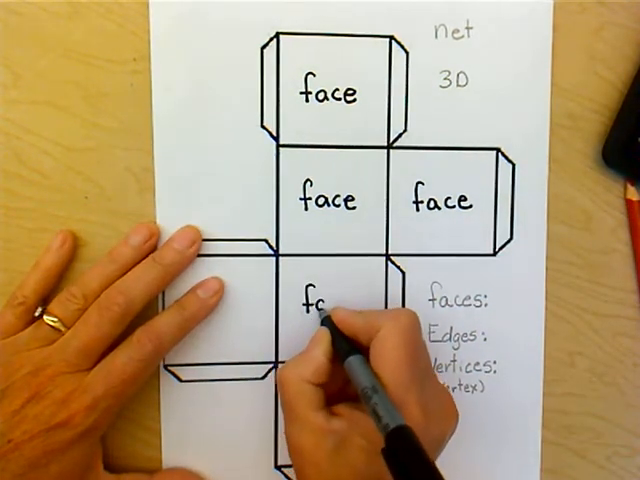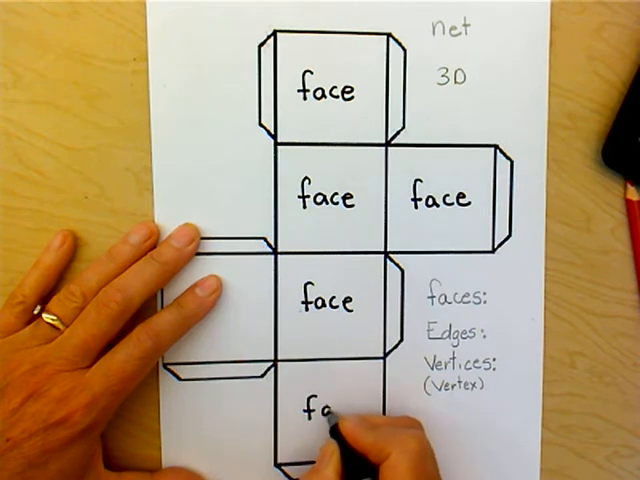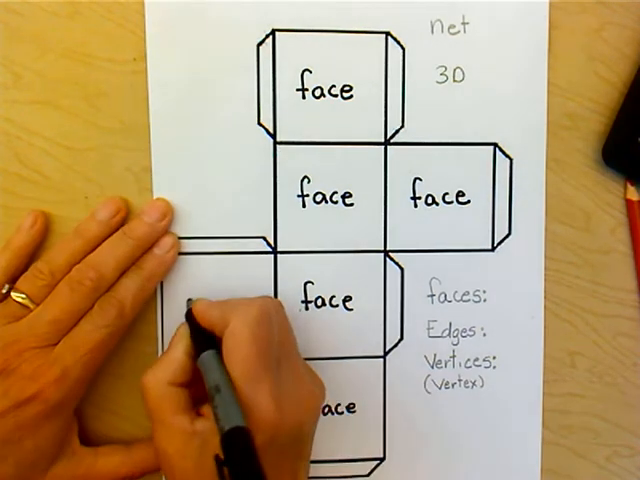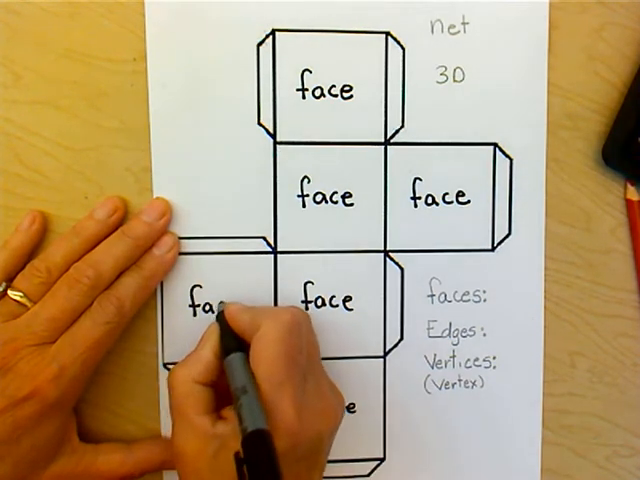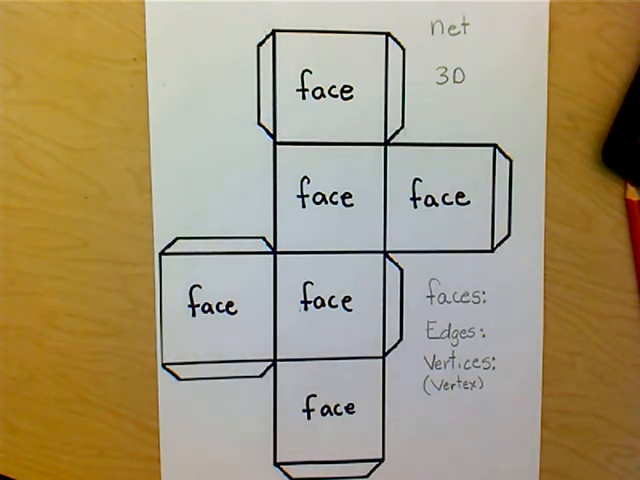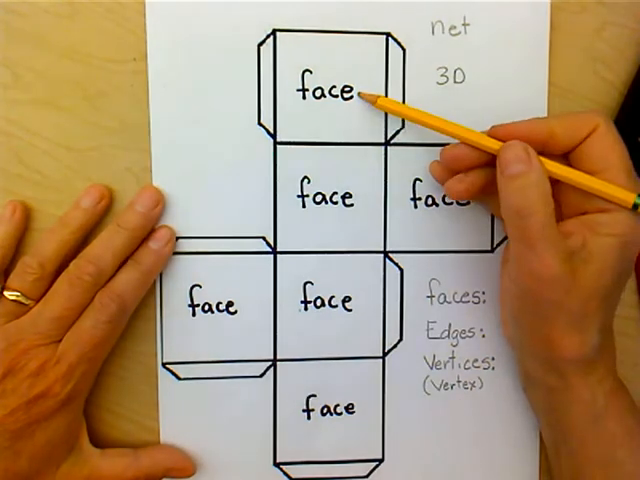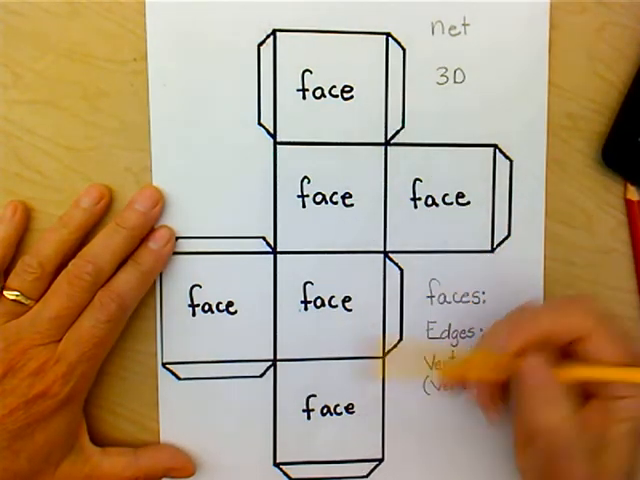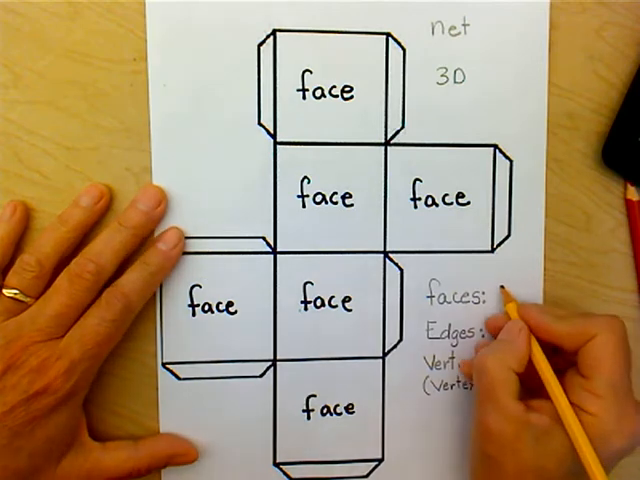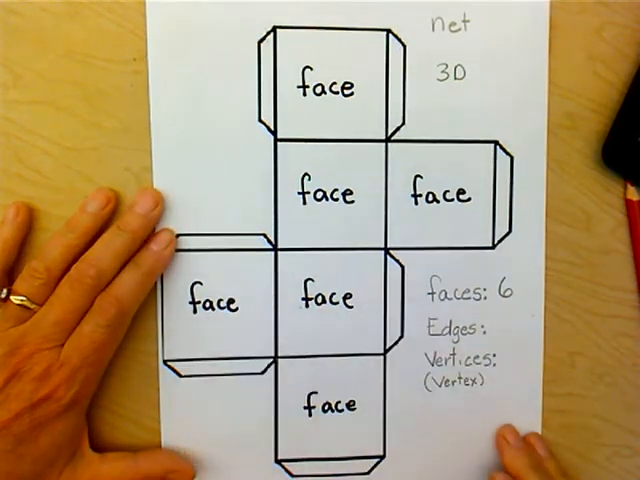So here is my face, and as I counted before, there are going to be, let's count those again so I can start filling out my little paper here. I want to know how many faces are there on this net. 1, 2, 3, 4, 5, 6. So I'm going to write 6 faces on my practice paper here.